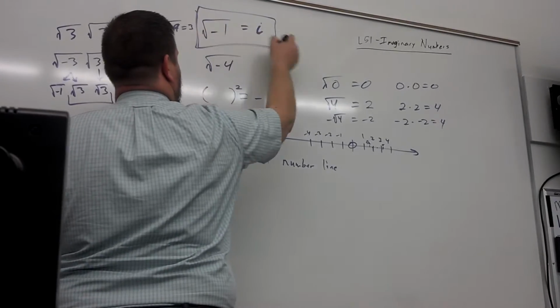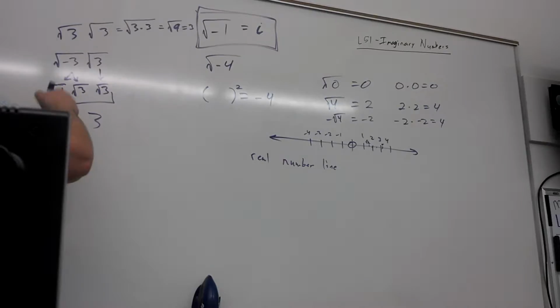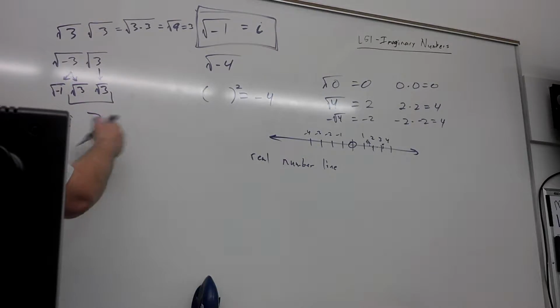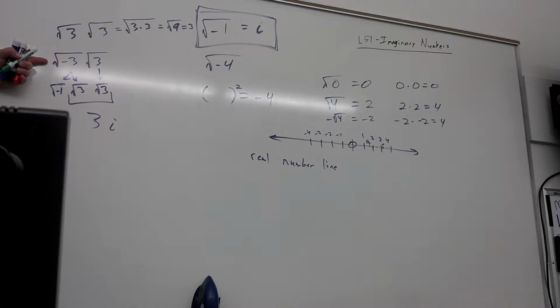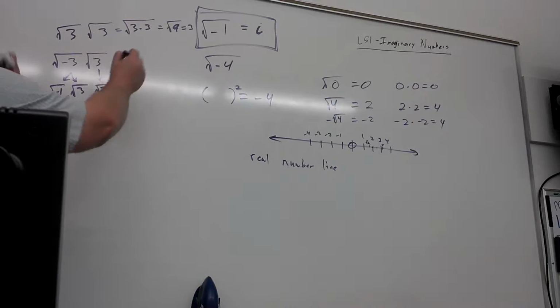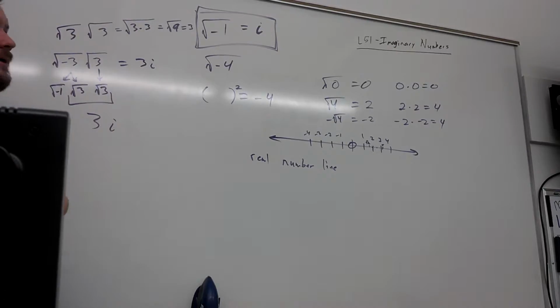And this is the big idea right here. So that's an i, 3i, except we actually write the i at the end. So the square root of negative 3 times the square root of 3 equals 3i.